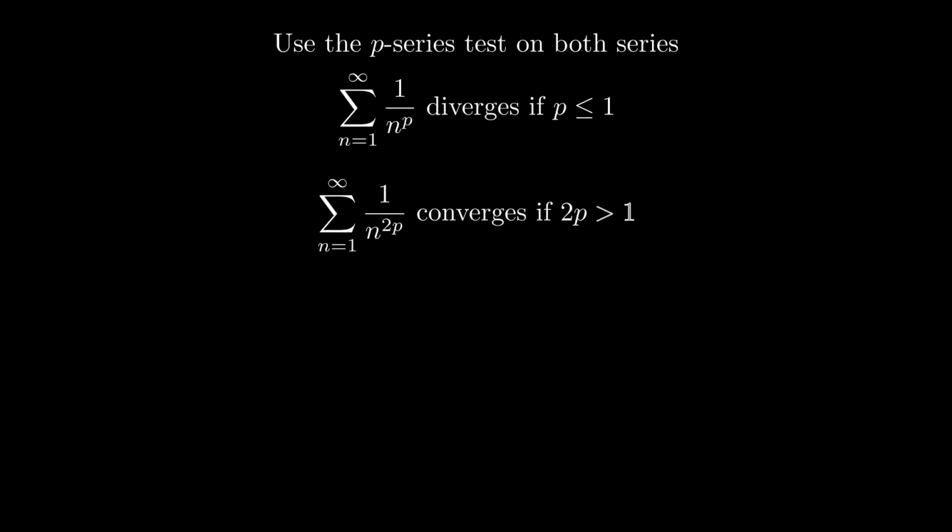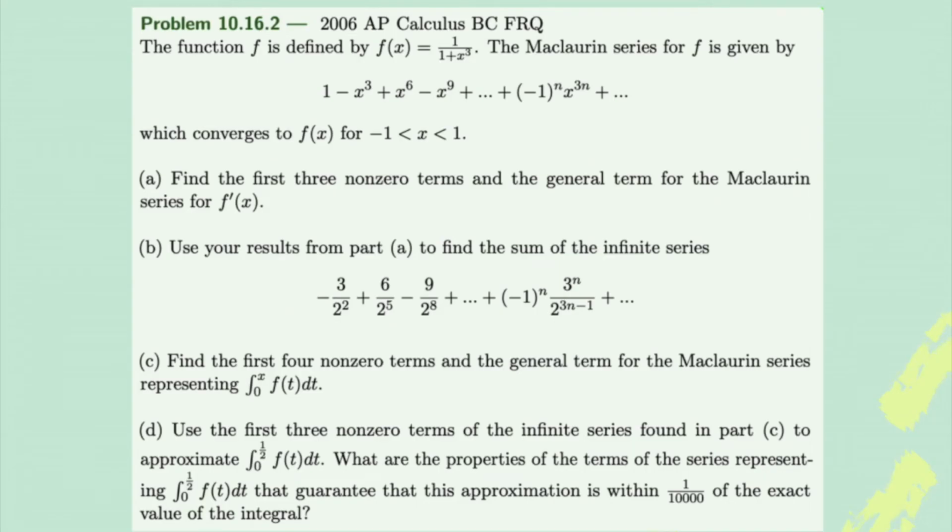So the series 1 over n to the power of p will diverge when p is less than or equal to 1 by the p series test. And then the series 1 over n to the power of 2p will converge when that exponent 2p is greater than 1, which means that p must be greater than 1 over 2 and it must be less than or equal to 1.